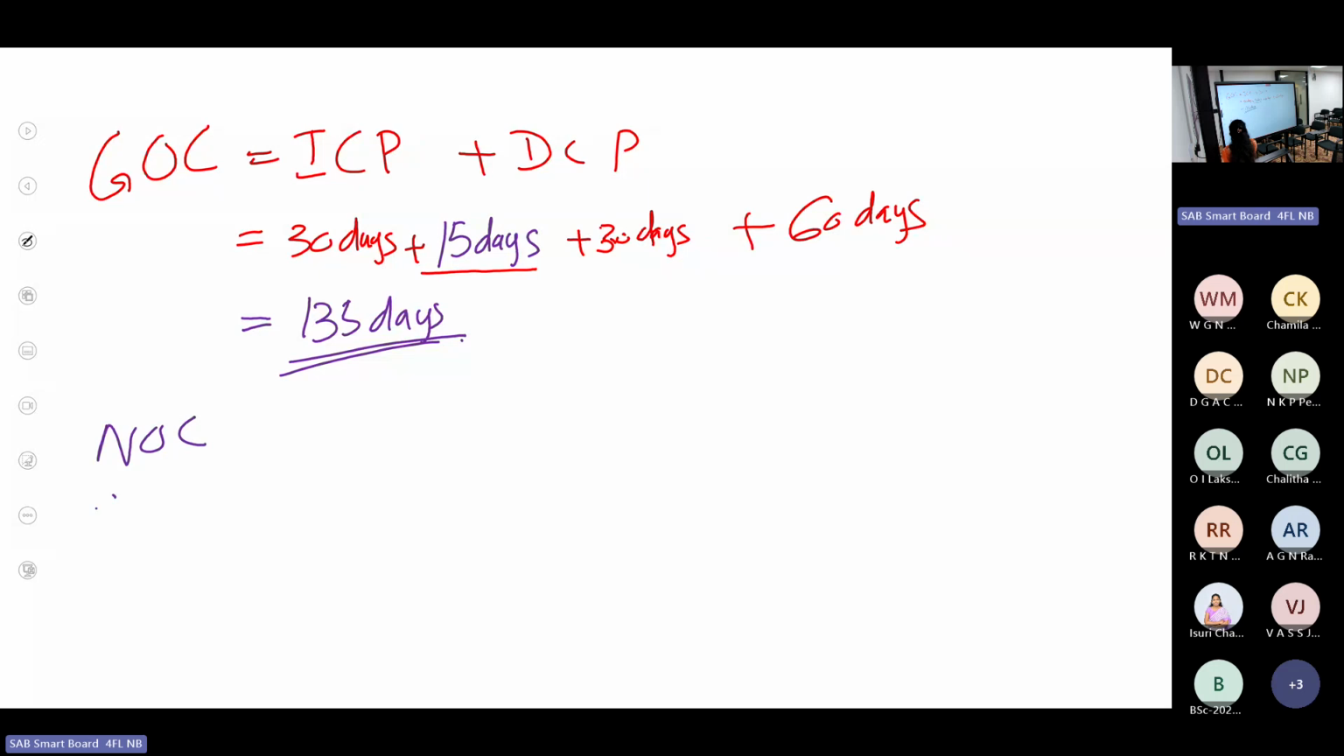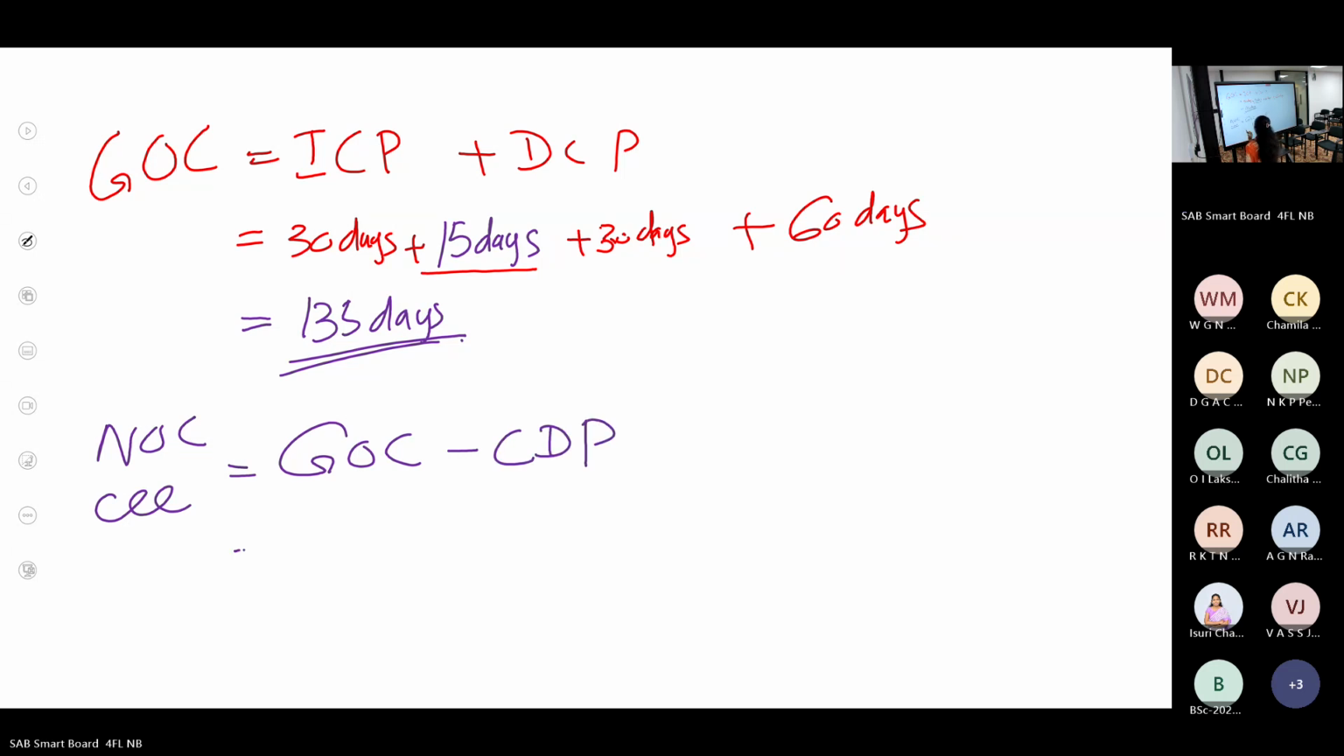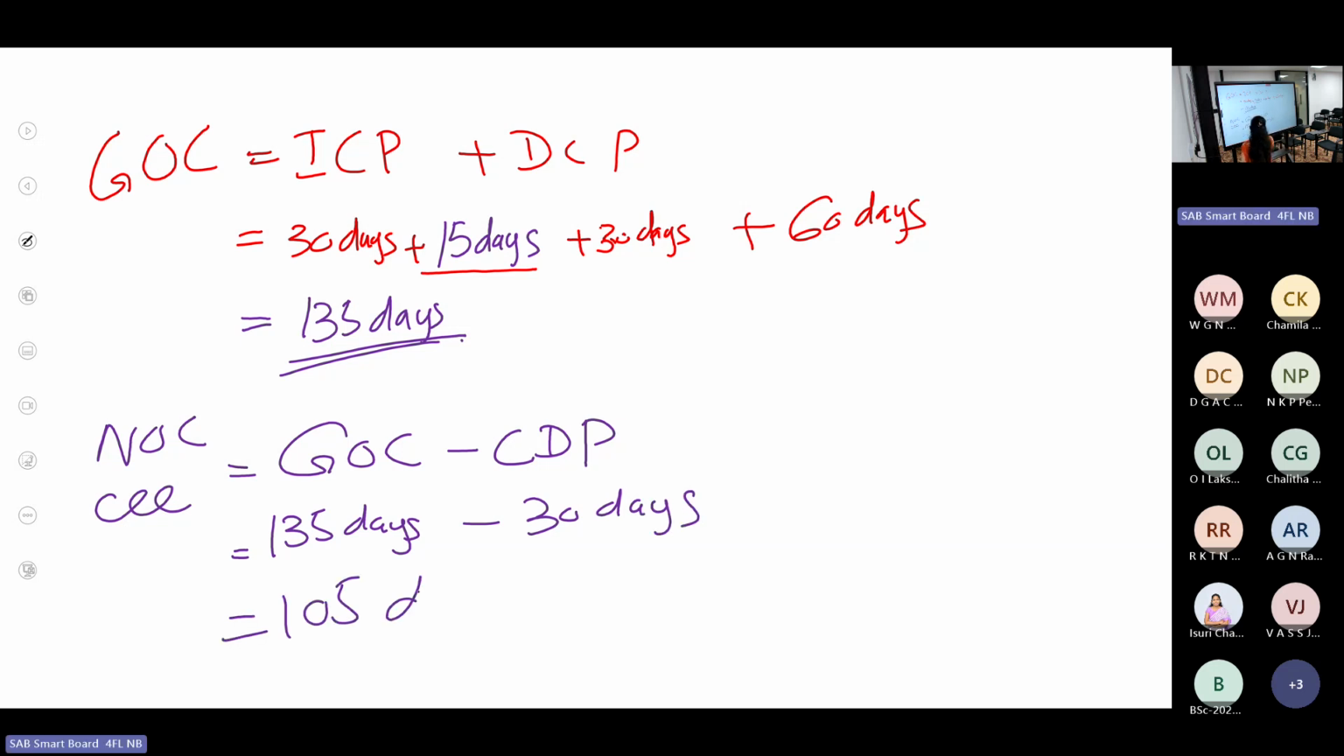So then the other one, the cash conversion cycle. NOC or CCC, cash conversion cycle. We know it is the gross operating cycle minus the creditor deferral period. GOC is 135 days, which is given in the question itself. The creditor deferral period is 1 month, 30 days. So therefore the NOC is 105 days. Very simple. You can have the 5 marks within 1 second.